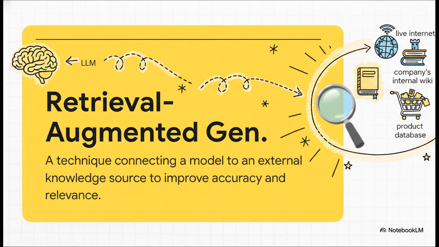So, at its core, RAG is a technique that plugs the AI into an external, up-to-date, and authoritative source of knowledge. This could be anything: the live internet, a company's internal database, a library of product manuals. The whole point is to ground the model's answers in actual, verifiable facts.